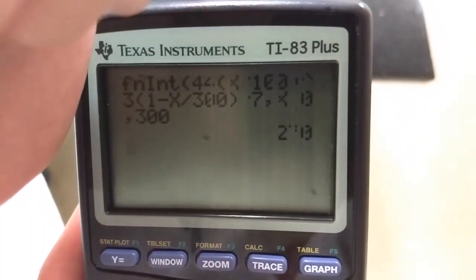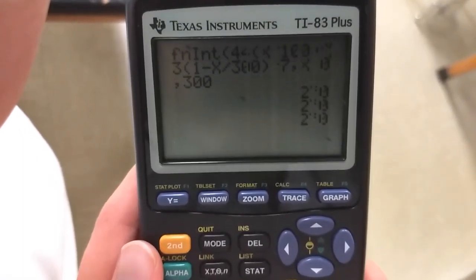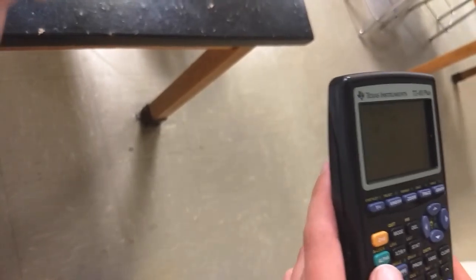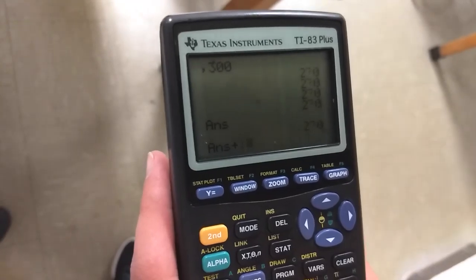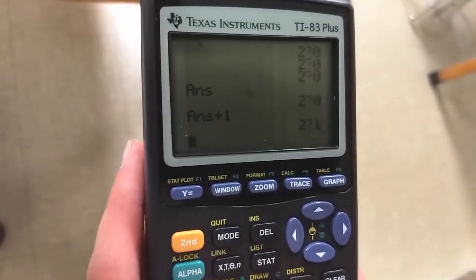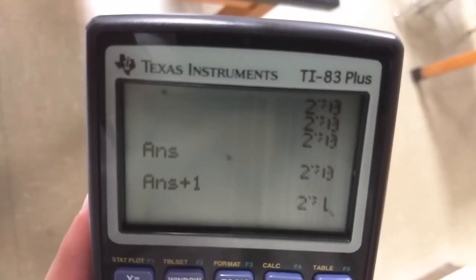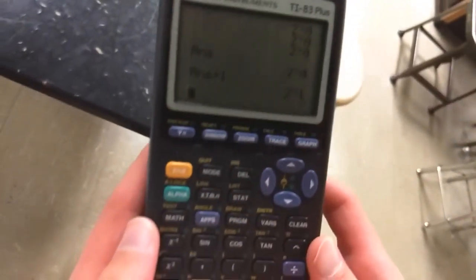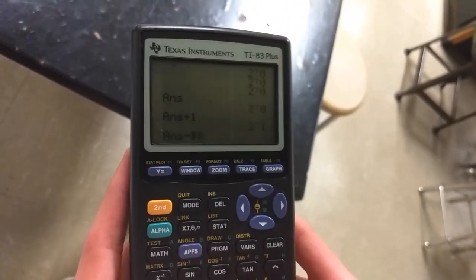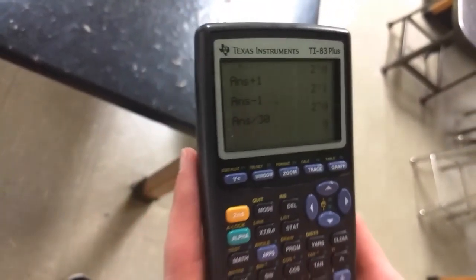The answer should be, it looks like 243. How about you use that answer, so you can press the answer button. Manipulate it. Plus one. So that's a zero, probably. 240. 270, I believe. I think it is 270. Hold on. How about we subtract one and then divide by 30. You should get 9. Okay, so it is 270. Good work.